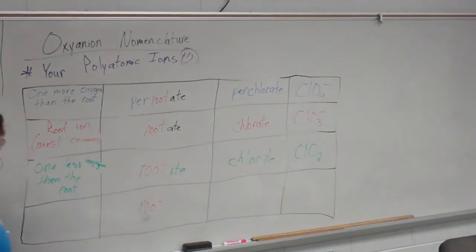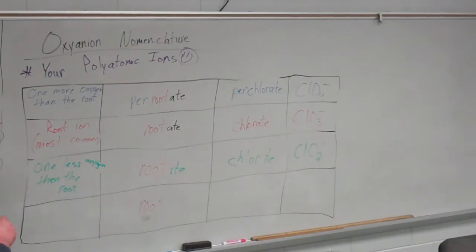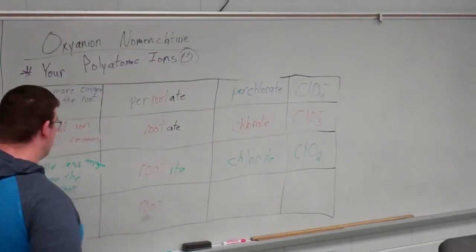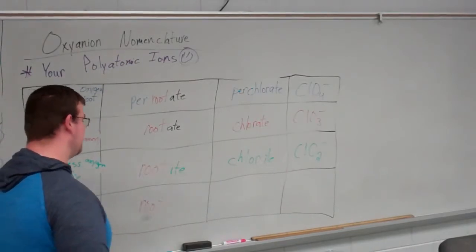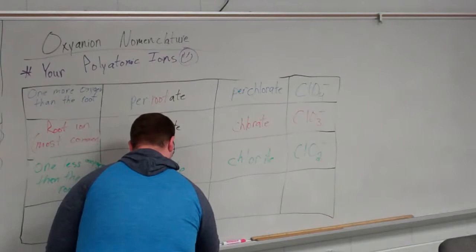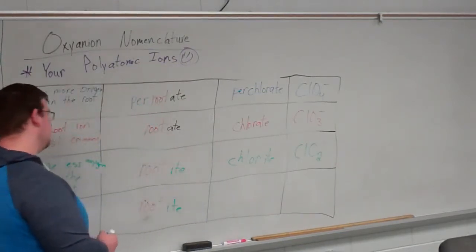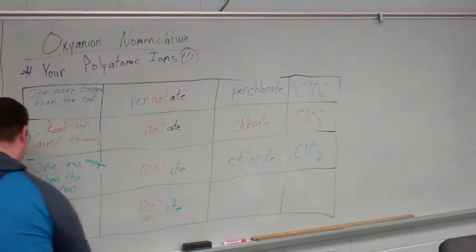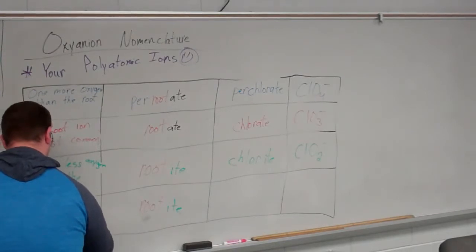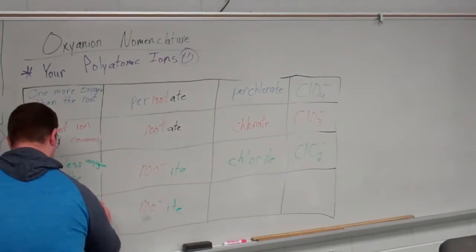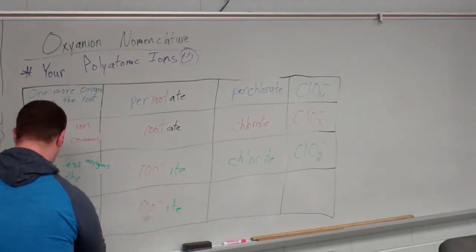Alright? Now, in this box here, you're going to keep the same ending. So you're going to keep the ite. But in this case, let's say you have two less oxygens than the root.